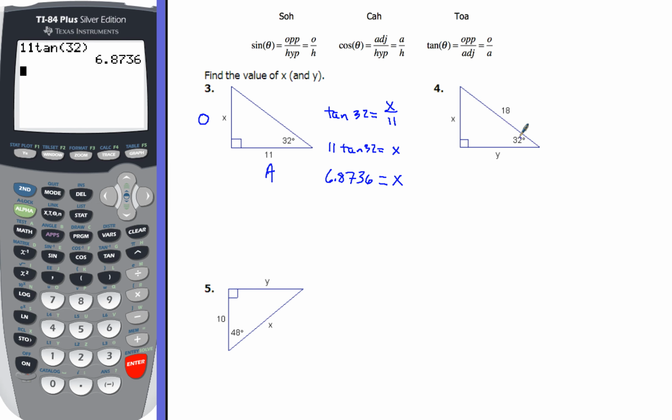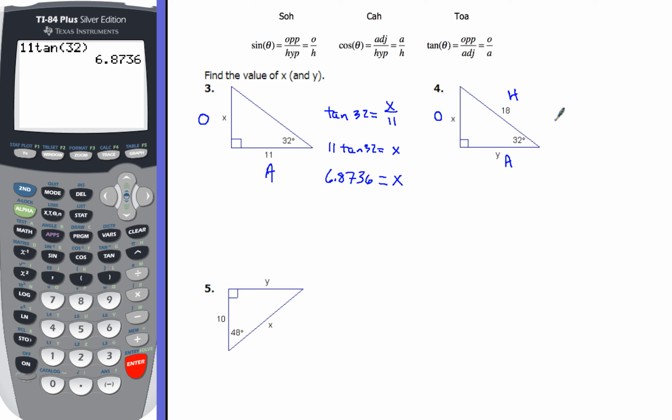For this one, we've got 32 degrees again, so I'm going to label my sides O, A, and H. Hypotenuse is right here because that's across from my right angle. Based on where the 32 is, x is opposite, and y is adjacent. So the only number I'm given is 18, so I'm going to have to use that side, h, with trig functions to find both the opposite and adjacent sides, or x and y.